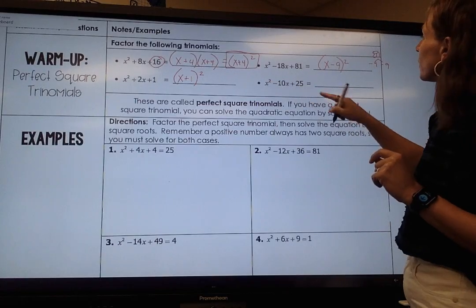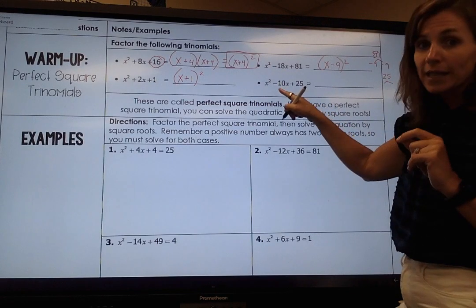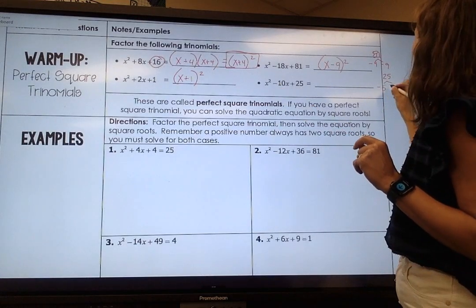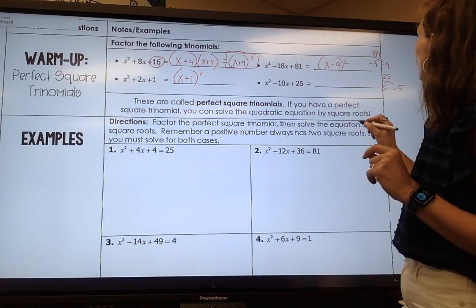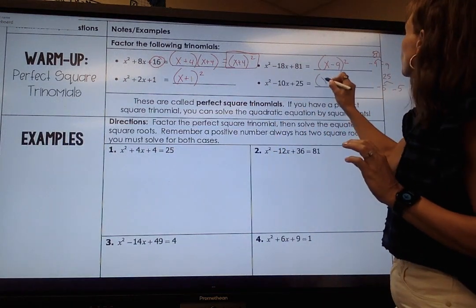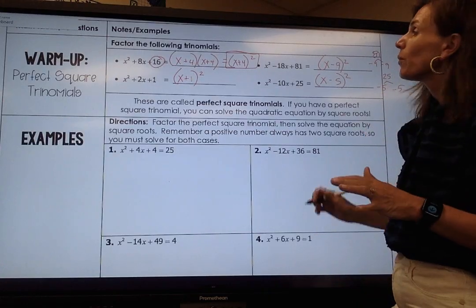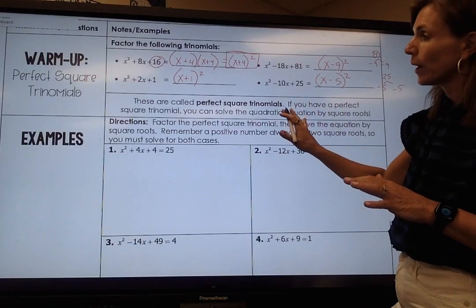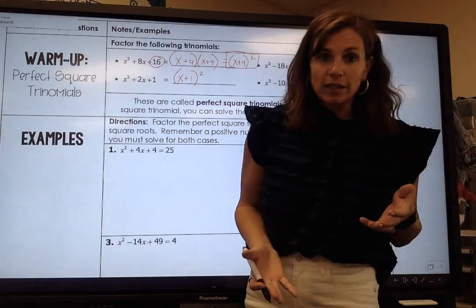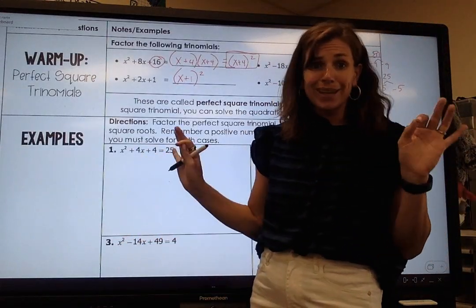Look at this one. Two numbers that multiplied together give me 25, but combined together give me negative 10, is negative 5 and negative 5. So instead of writing x minus 5 and x minus 5, I'm just going to do x minus 5 squared. So that's when you had a perfect square. So when you're solving quadratics and you can recognize a perfect square, that's awesome and it's easy.